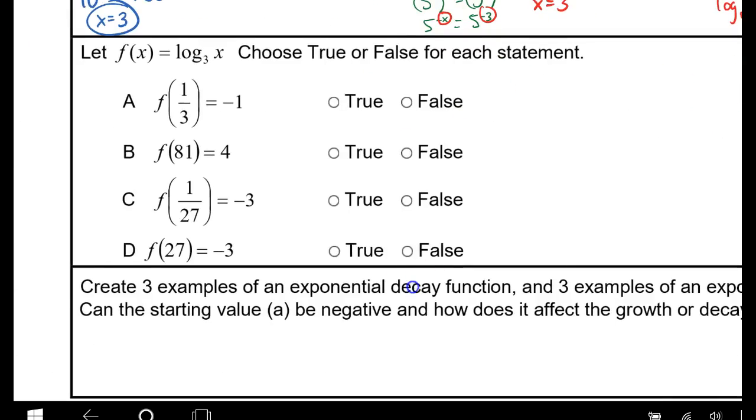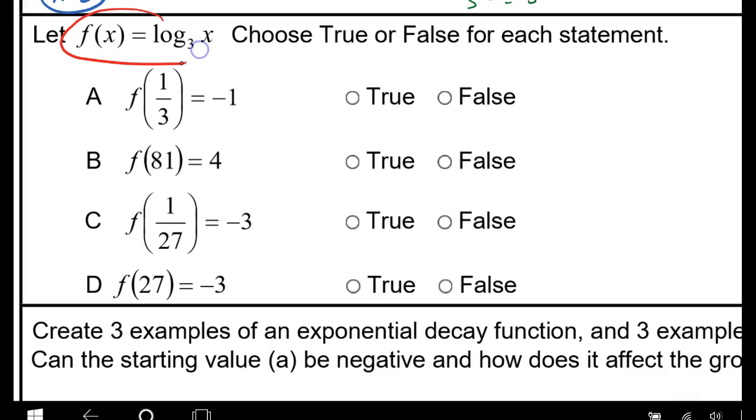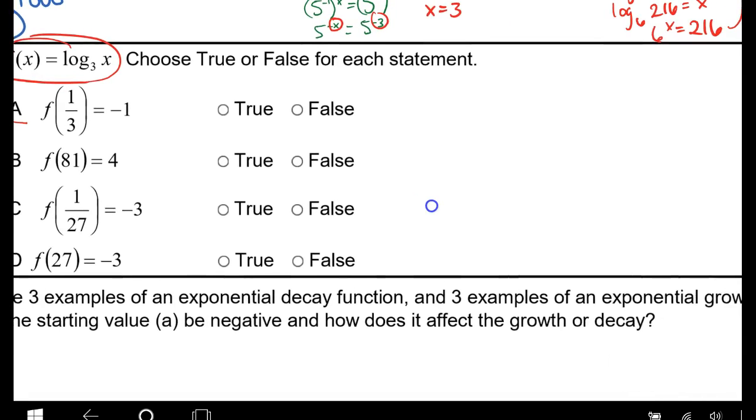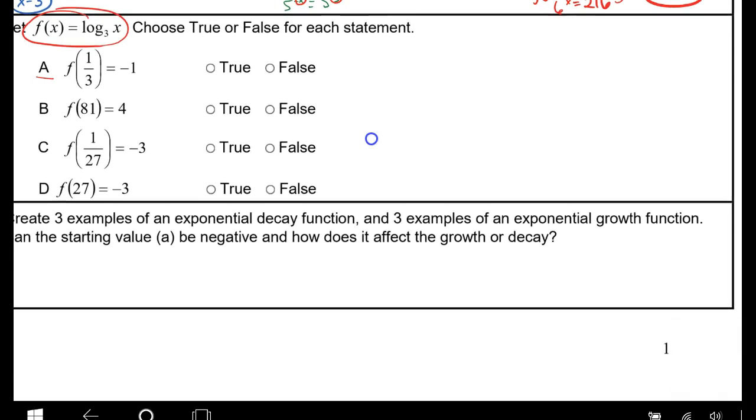So this next one, we're using the function f of x equals log base 3 of x, and we need to figure out whether any of these statements are true or false. Let's look at A. This is saying that if I plug in 1 over 3 into this function, it should equal -1. So basically I need to evaluate that and see if it's true. Let's zoom out a little bit so we can see it all.